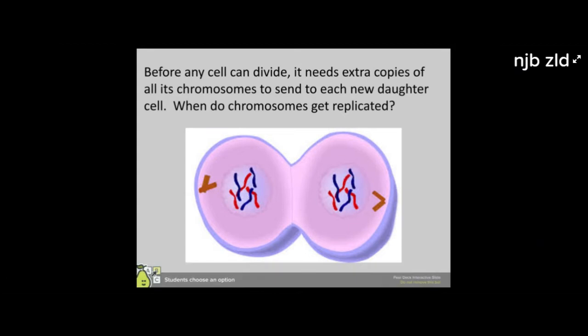It is, isn't it? It's dividing, it needs extra copies of all its chromosomes to send to each new daughter cell. When do chromosomes get replicated?